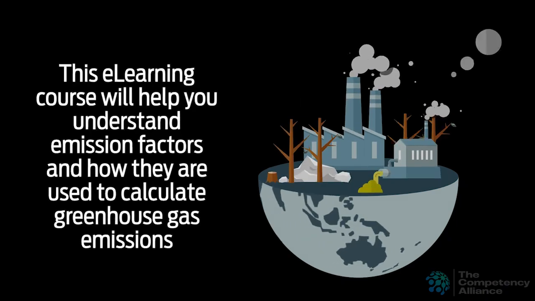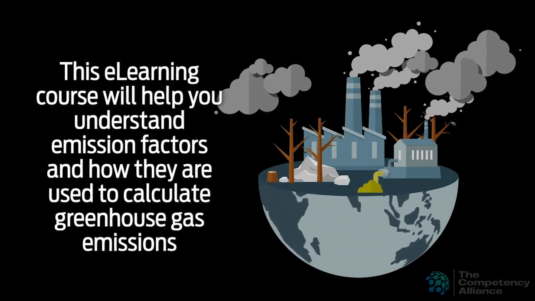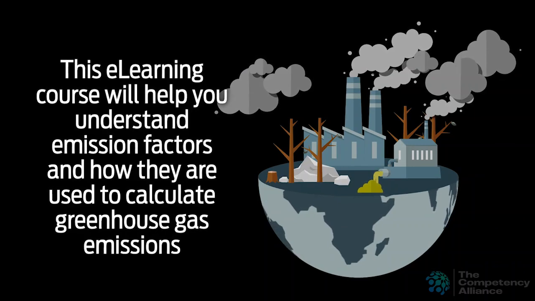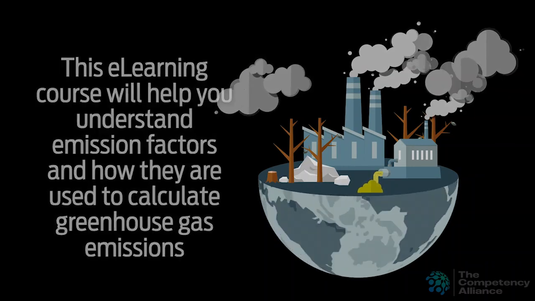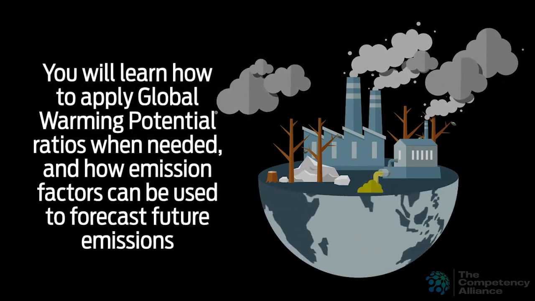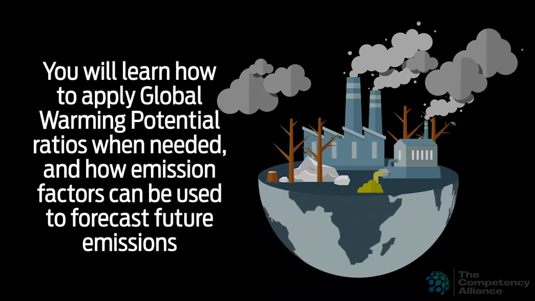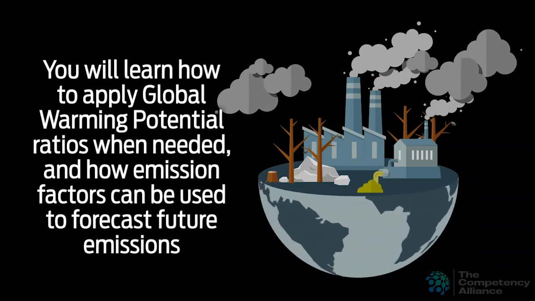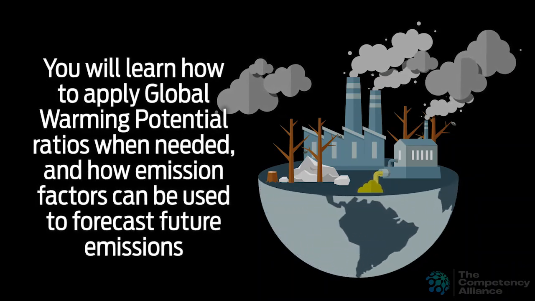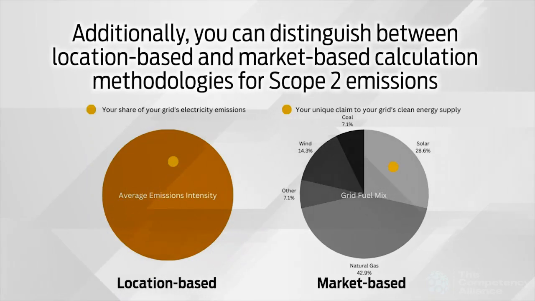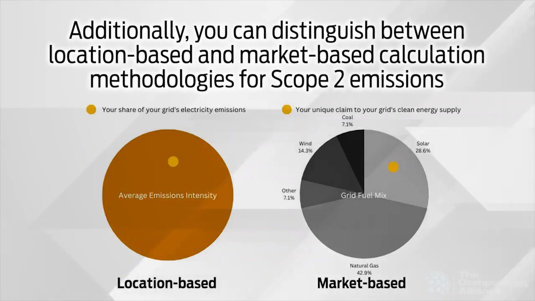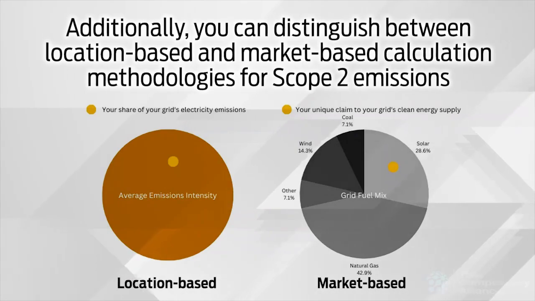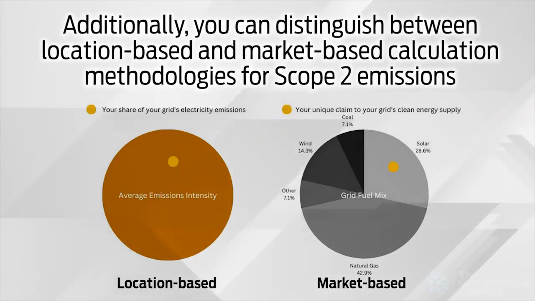This e-learning course will help you understand emission factors and how they are used to calculate greenhouse gas emissions. You will learn how to apply global warming potential ratios when needed, and how emission factors can be used to forecast future emissions. Additionally, you can distinguish between location-based and market-based calculation methodologies for Scope 2 emissions.